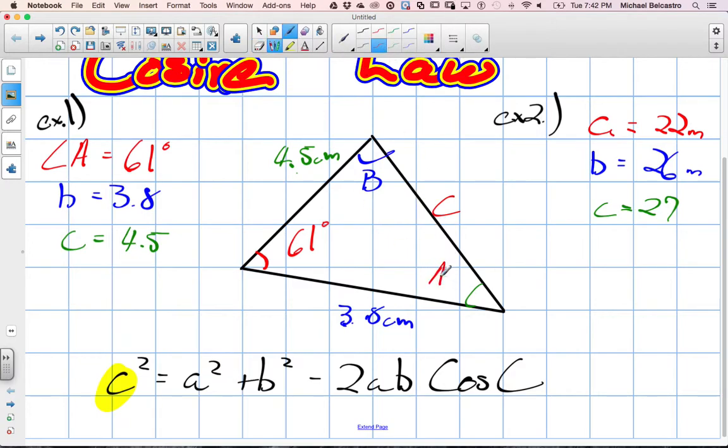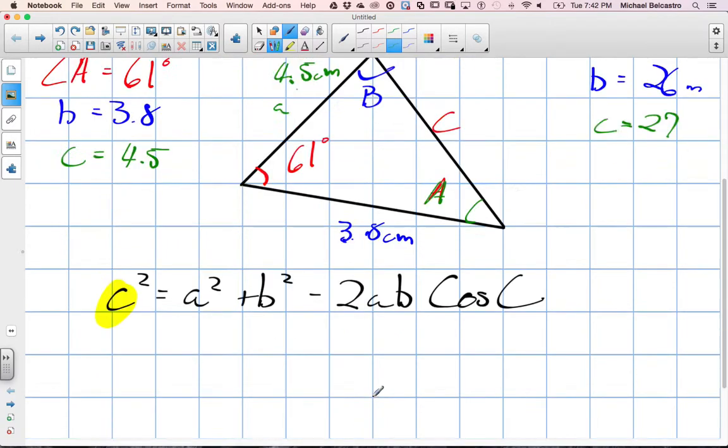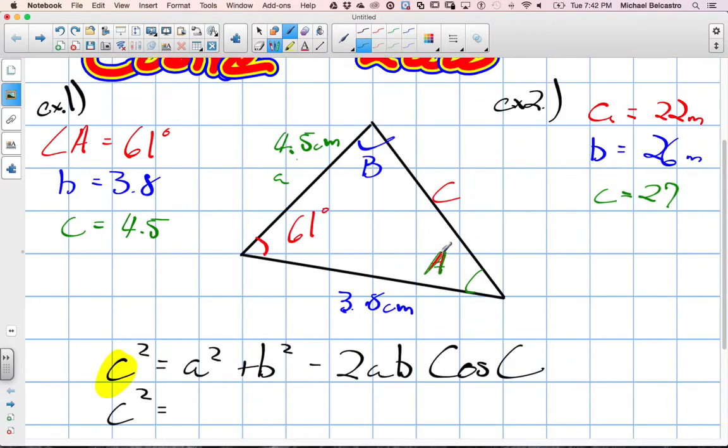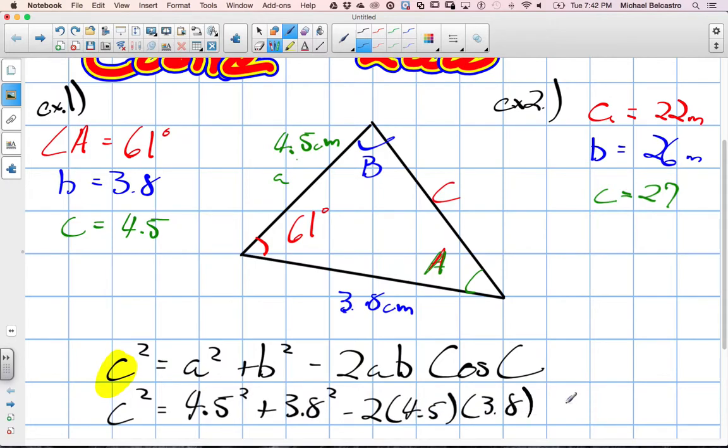There's nothing wrong with that, as long as we make sure our opposite sides match. If this is angle A, that's side A. If that's B, that's side B. This is angle C, that's side C. So now we can plug into the one formula we know. C is our unknown, so we'll leave it as the unknown. C squared is equal to side A, which is 4.5 squared, plus side B, which is 3.8 squared, minus 2 times 4.5 times 3.8 times cos of angle C, and we renamed this to be angle C, so it's now 61 degrees.